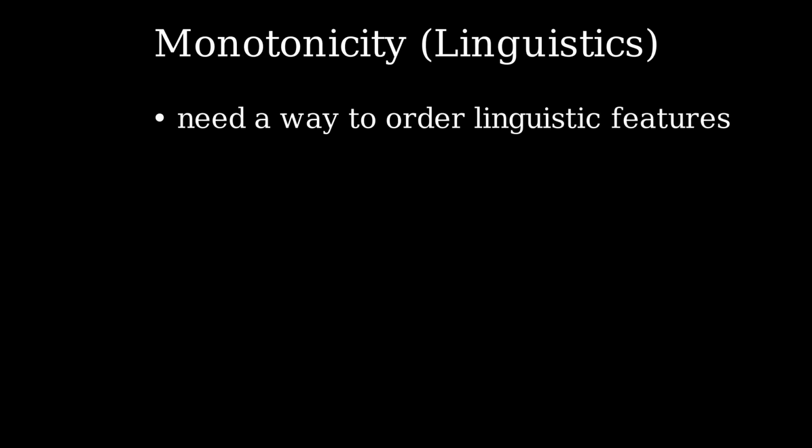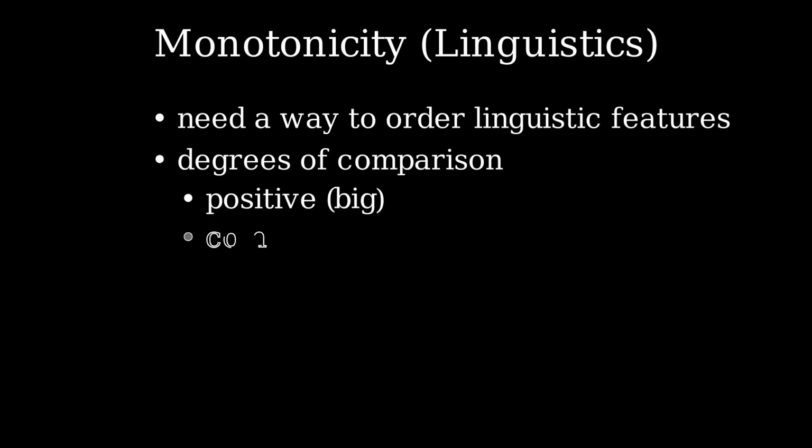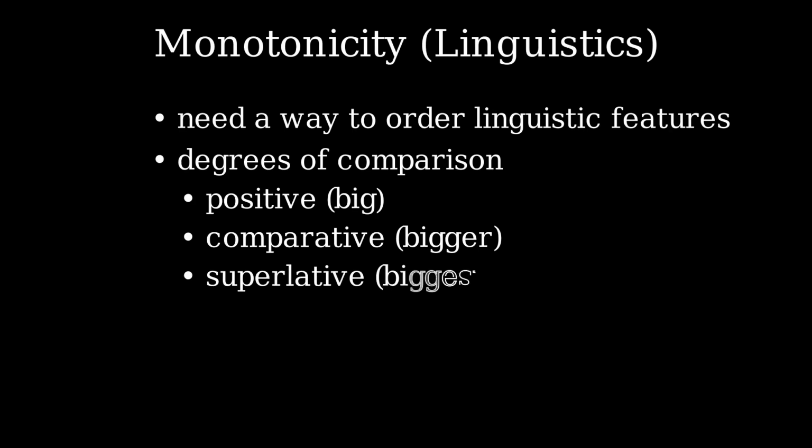Linguists have noticed monotonic patterns in various aspects of languages. The values in language usually aren't numbers, so we can't just look at a graph or take a derivative to observe them, but they follow a similar pattern of directionality. Adjectives typically come in 3 forms based on how they compare things with other things, and we call these degrees of comparison. They are positive, like big, comparative, bigger, which compares 2 things, and superlative, which compares against everything, biggest.